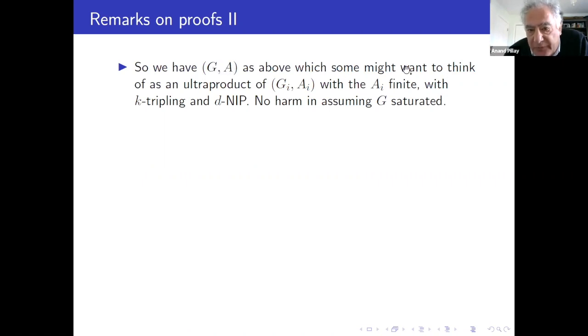One may want to think about this as an ultraproduct of G_i, A_i, where the A_i are finite, with K-tripling and NIP. We can assume G is saturated, as a kind of model theory condition, saying that what could happen does happen, more or less.